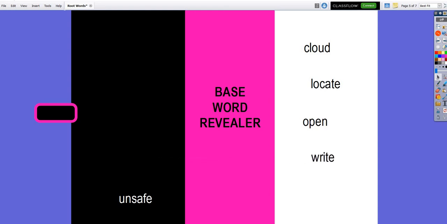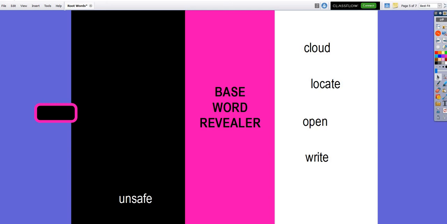You're right. Rewrite changes to write. Sorry about that, guys. Rewrite changes to write. You take off the re, because that's a prefix. You can take it off the beginning and you still have write. All right, what about unsafe? What could be the root word of unsafe?